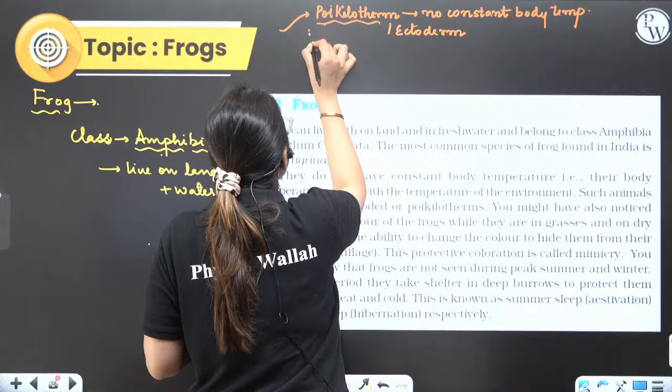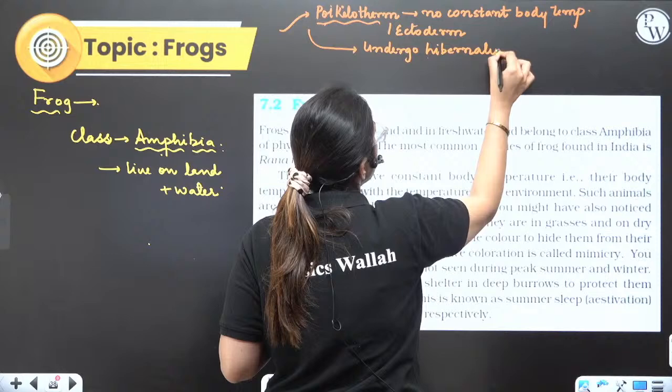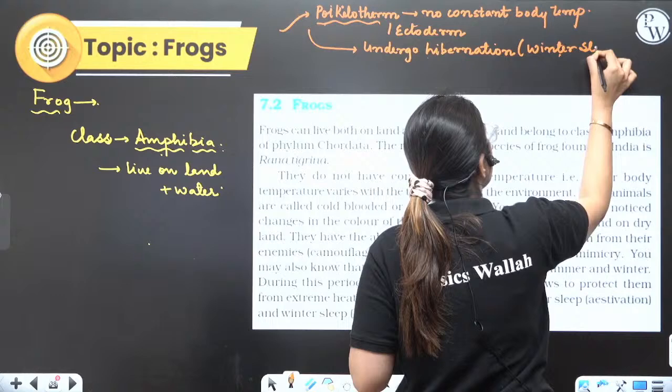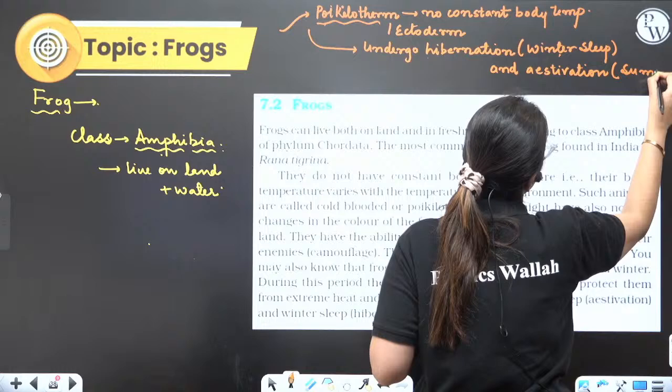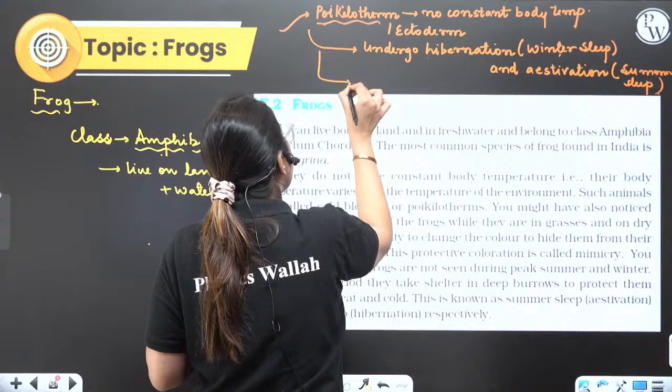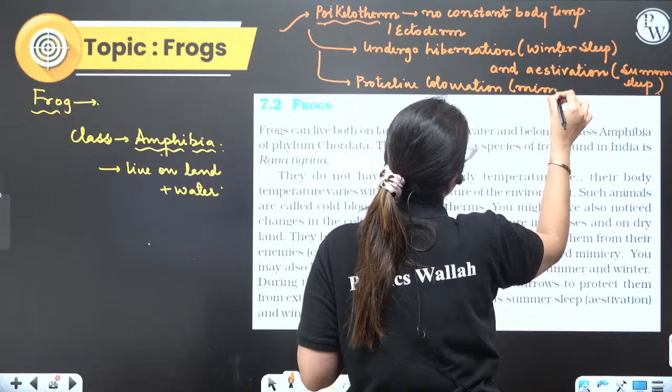Next thing is, because they are poikilotherms, so they undergo hibernation and estivation. What is hibernation? Hibernation is winter sleep. And estivation. What is estivation? Estivation is summer sleep. Right? They show protective coloration, which is camouflage, mimicry. They blend according to the atmosphere.